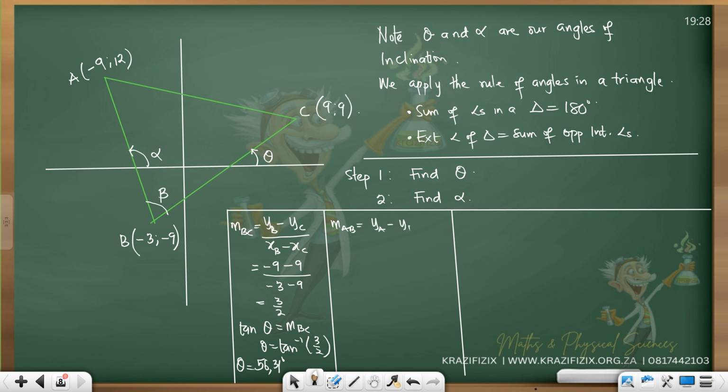YA minus YB, over XA minus XB. What is the Y value of A? 12. Y value of B, -9. Can you see it's a double negative? X value of A is -9. X value of B.